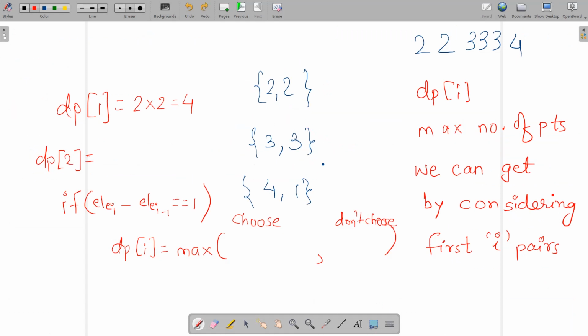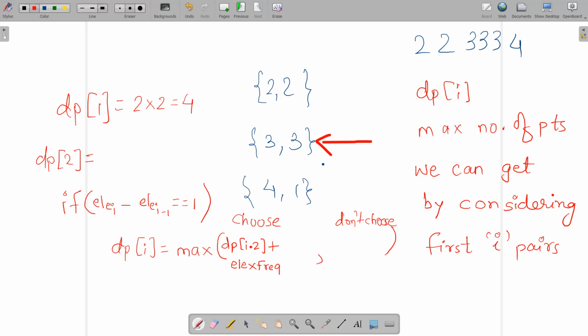Okay, but here we are focusing on choosing this element. So when we choose this element, we should not choose the adjacent element. So what I am going to do is max of dp[i minus 2], that is the previous to previous one, plus, if we are choosing the current element, its element value and its frequency, right?